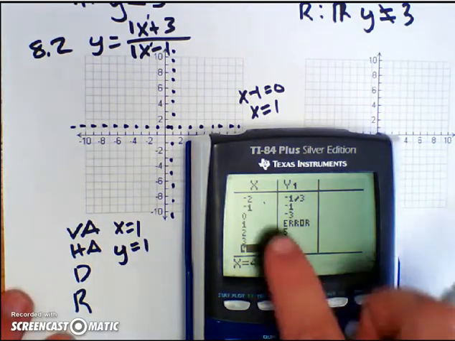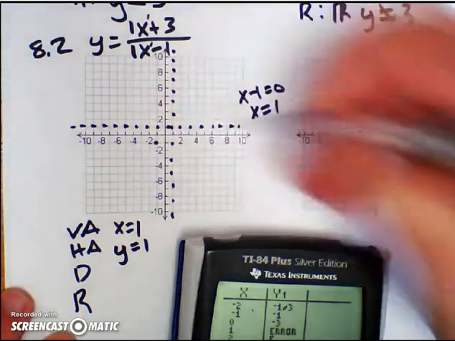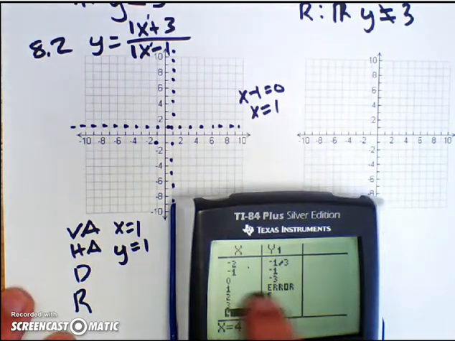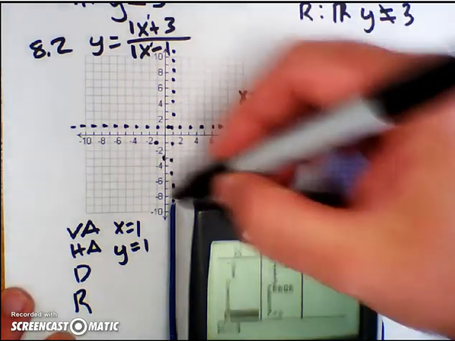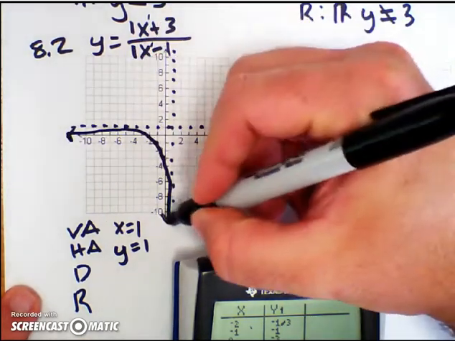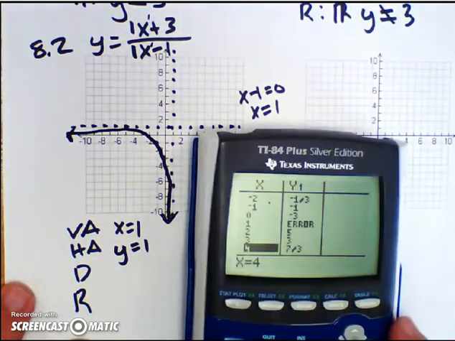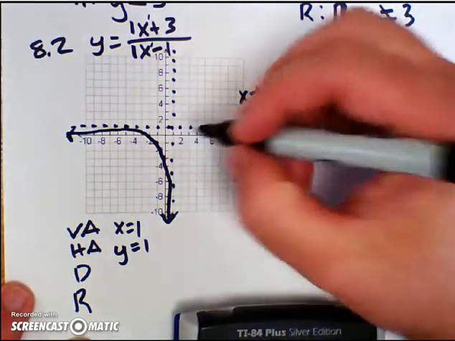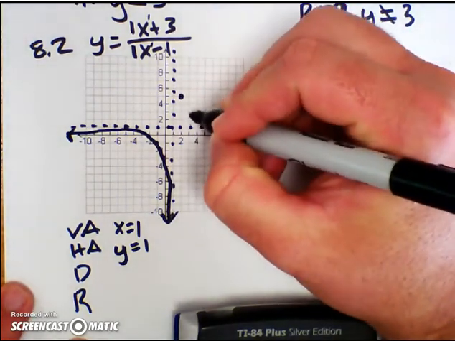I can plot -1, -1. I can plot 0, -3. That's right here. That'll be enough for that side. So an ugly line. And then do the same thing over here. 2, 5, and 3, 3.